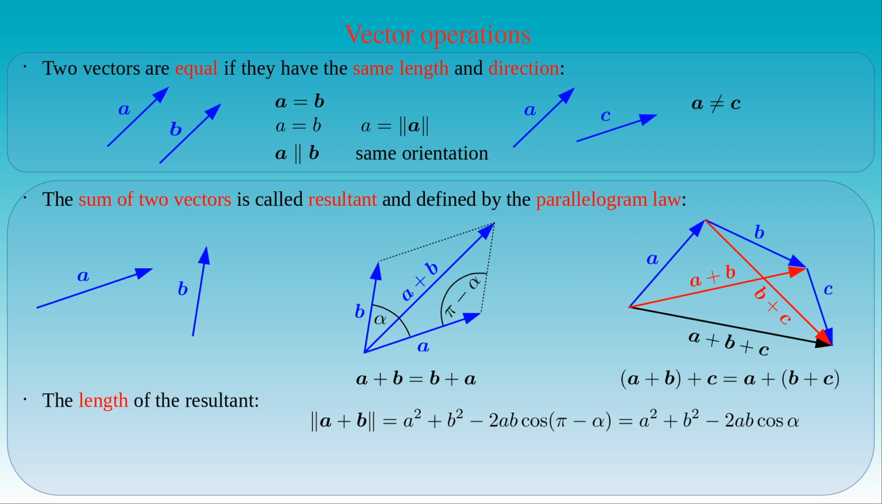Now, if beta is the angle between the vector A and the resultant A plus B, then we can use the sine theorem to determine the direction of the resultant, since the sine of the angle beta is equal to the ratio of the length of the vector B to the length of the resultant A plus B, multiplied by the sine of the angle alpha.